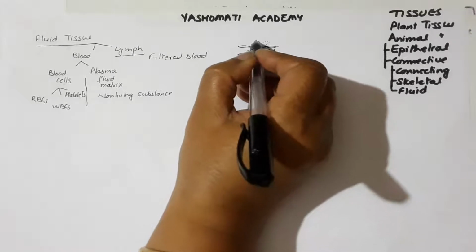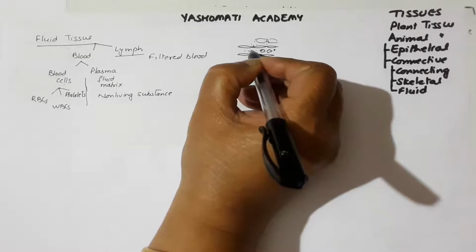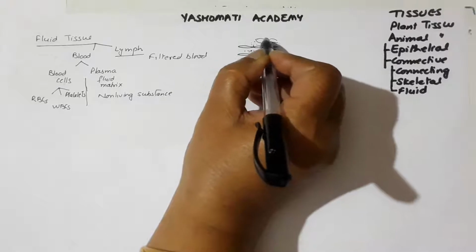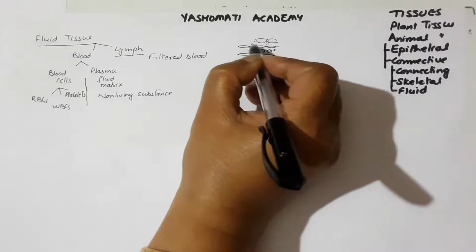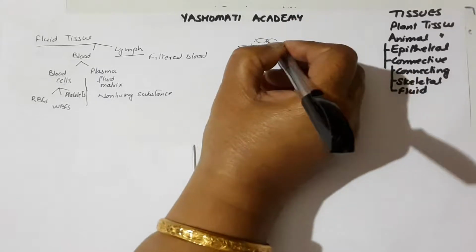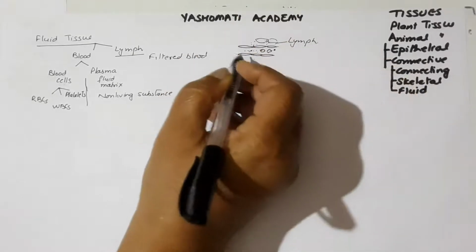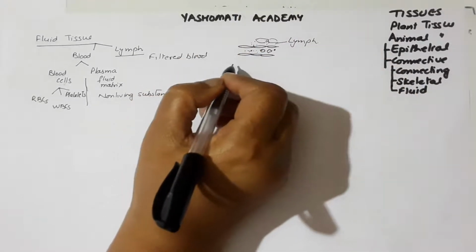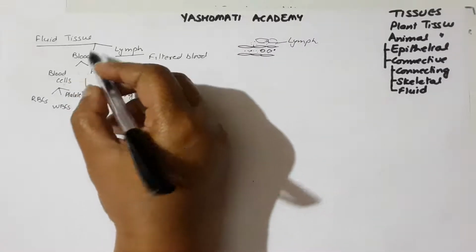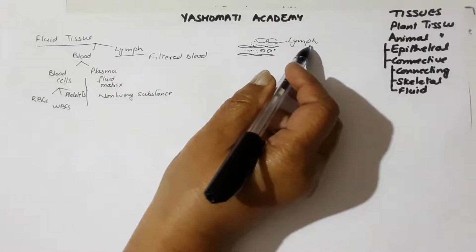That means if there are some tissues present in this space, then this liquid which is coming out of the capillary will be present in the intercellular spaces, so that the tissue can bathe in this liquid. That part is called lymph. That is why it is called filtered blood. That means if you take blood and remove all blood cells from it, then the liquid part is called lymph.